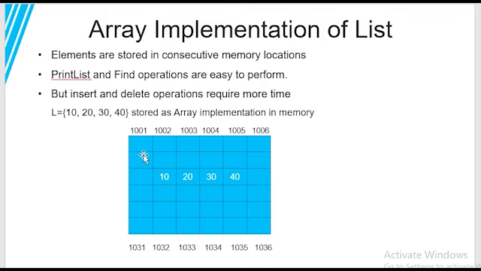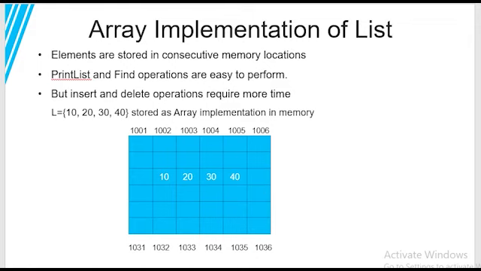So this is 6 and this is 7, 8, 9, 10, 11, 12, 13, 14. So in the 1014th position the element 10 is stored, and 1015, 20. In 1016, the element 30 is stored and in 1017, 40 is stored. So this is how the elements are stored consecutively in the array implementation.